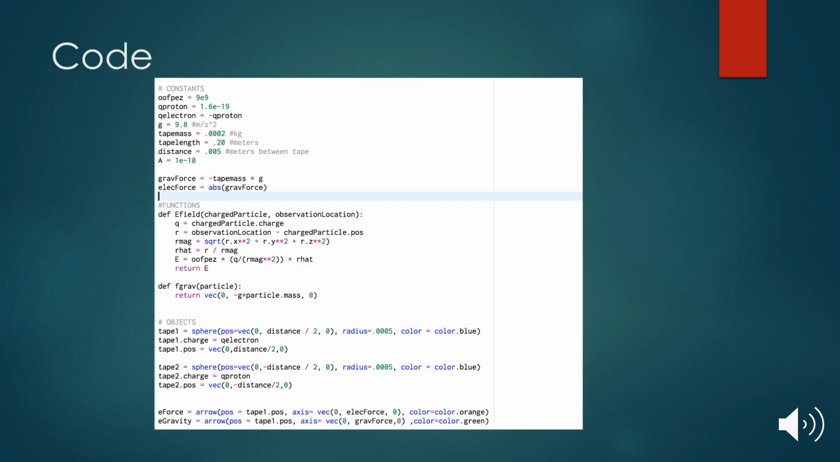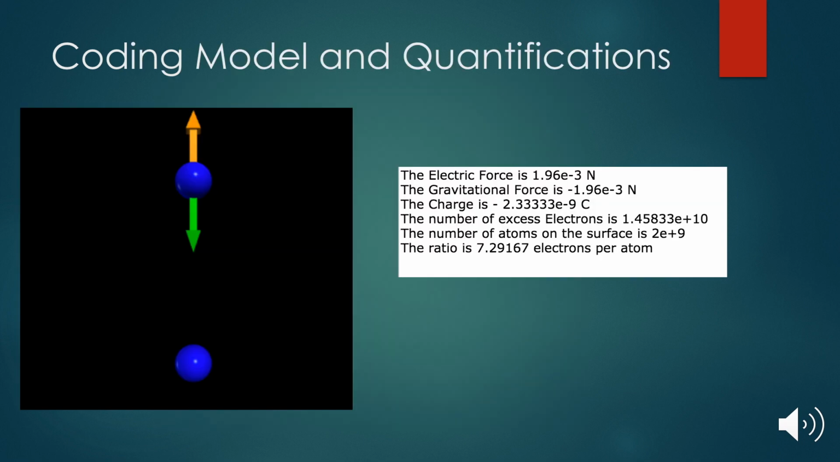Below here you see my code, and this can be looked at more thoroughly at the link that will be attached. This slide shows the image from GlowScript for my model, and on the right are the constants that I already solved earlier in this presentation.